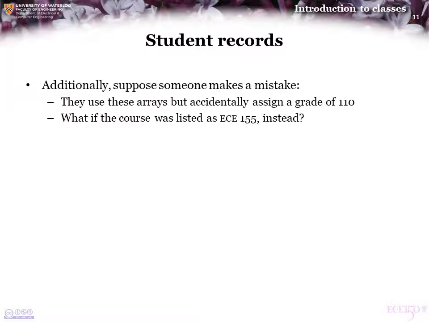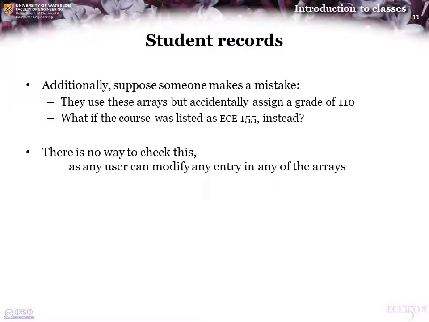What happens if the course was ECE 150, but the course was recorded as ECE 155 instead? Are there any checks for this? Well, no, because anyone could assign such a string at any time. So essentially, there's no way to check this. Any user at any time can modify any entry in any of these arrays.